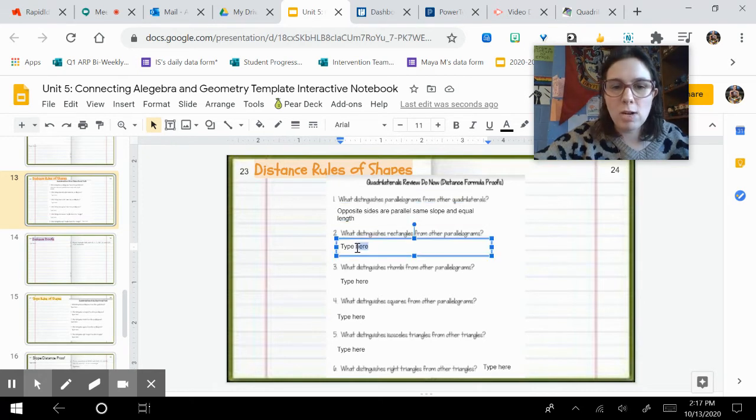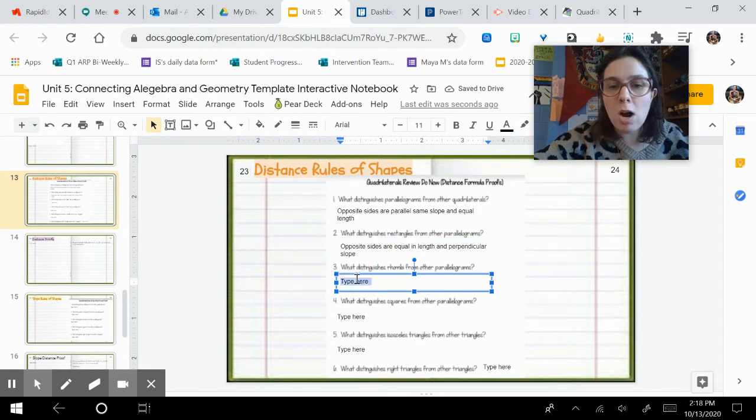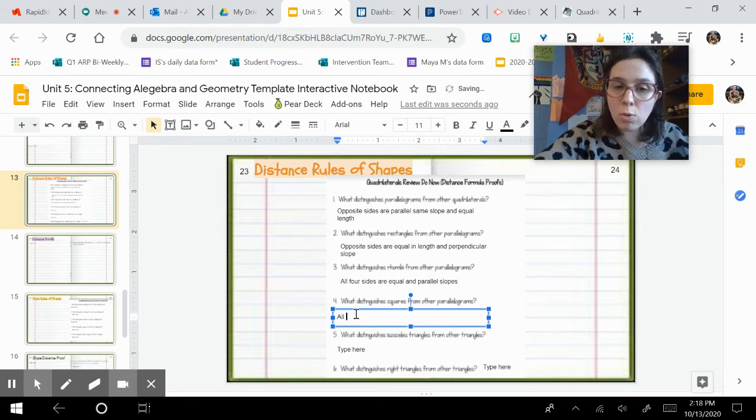And then rectangles: opposite sides are equal in length, and they have a perpendicular slope. Rhombuses have all four sides equal, like a square, and parallel slopes. Squares have all four sides equal and perpendicular slopes.